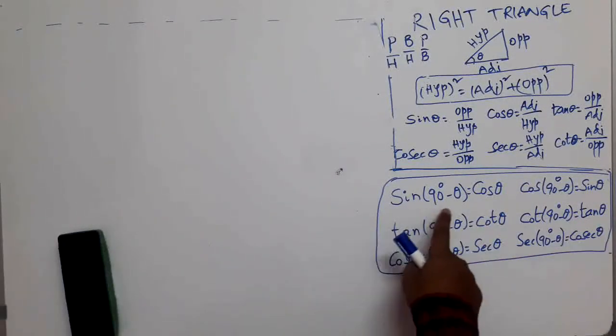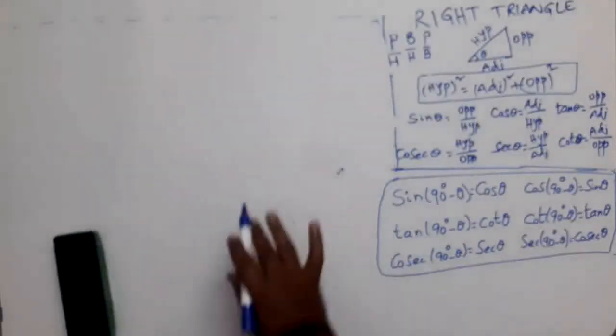Sin 90 degrees minus theta is cos theta, cos 90 degrees minus theta is sin theta, tan 90 degrees minus theta is cot theta, cot 90 minus theta is tan theta, cosecant 90 degrees minus theta is secant theta, secant 90 degrees minus theta is cosecant theta. Here theta is an acute angle, so 90 degrees minus theta is also an acute angle.